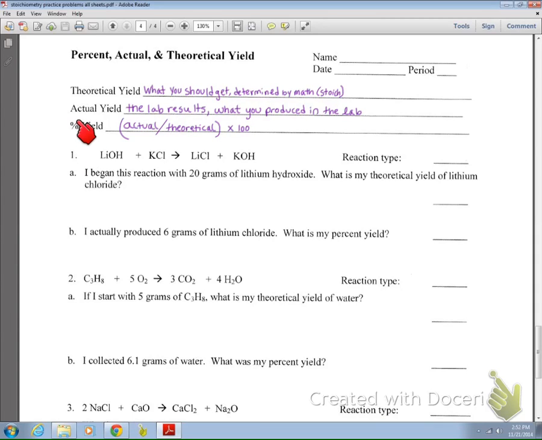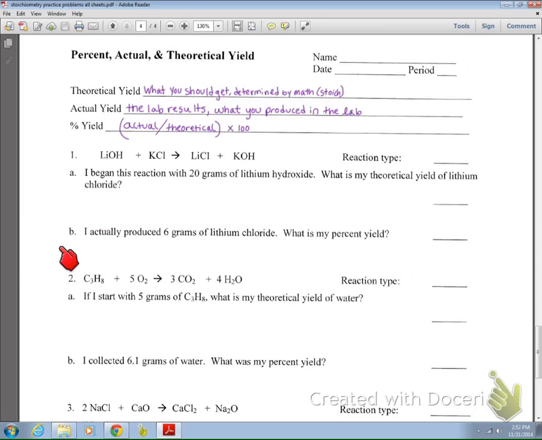Percent yield should be an equation that shows up in your background section for the Mass Mole Lab, because we will use percent yield, and we'll also use percent error. So don't get these two mixed up. Percent yield is actual over theoretical times 100. So we'll actually want percent yield to be a high number, where we want percent error to be a low number.